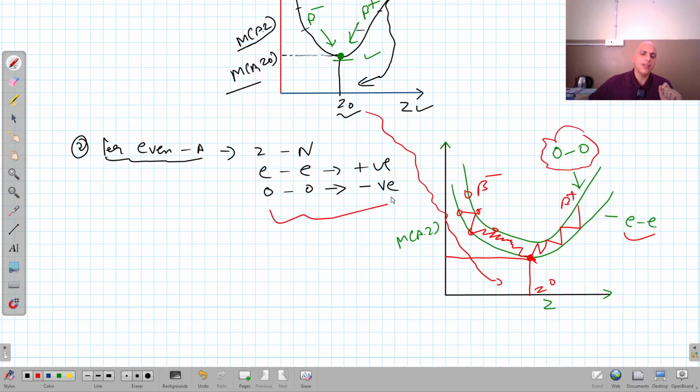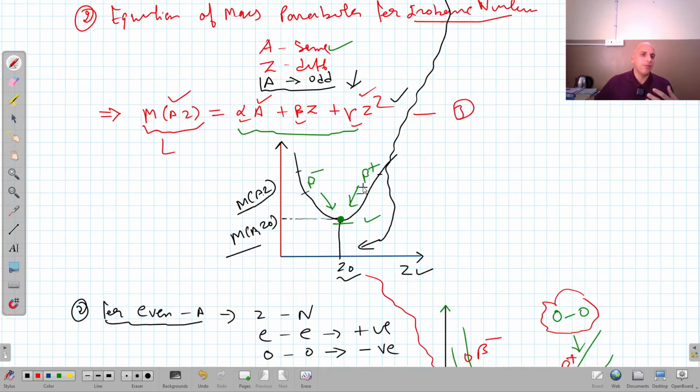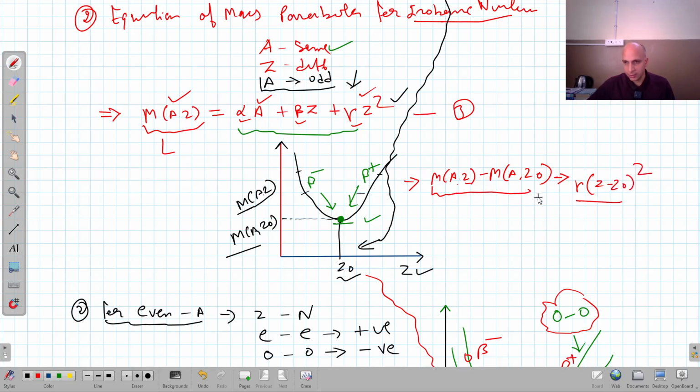Now these are the two different cases. If we want to calculate the energy released in the process, or the transition energy, when there is a transition from M(A,Z) to M(A,Z naught), then by using this equation I can calculate the energy. So it will be M(A,Z) minus M(A,Z naught). Z is changing because of beta negative or beta positive decay. When the transition takes place between the two isobars, in this particular case the energy will be equal to gamma into (Z minus Z naught) squared. This is for this particular case.